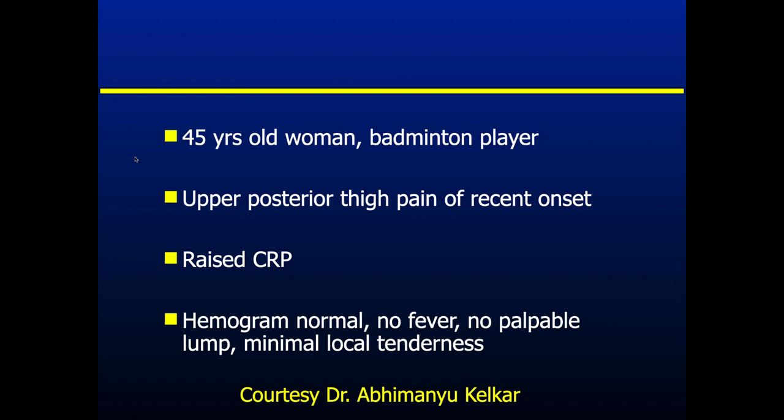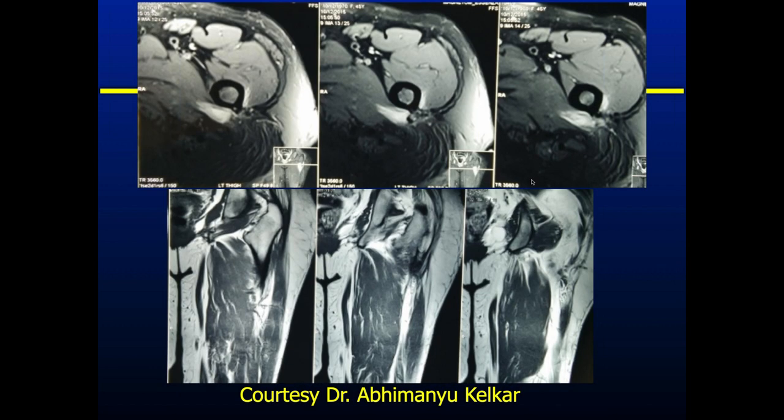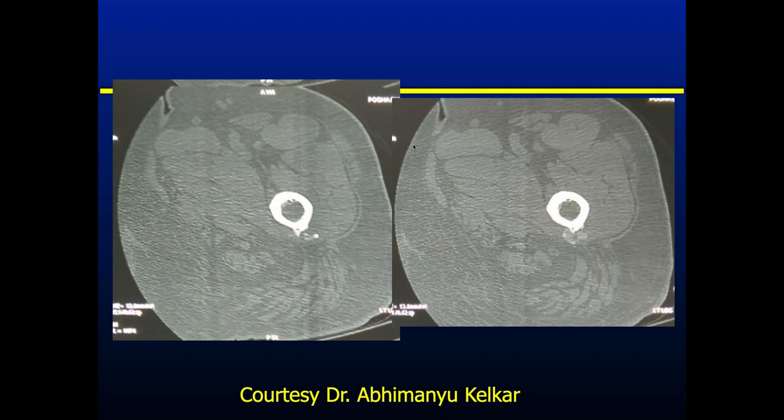45-year-old woman, badminton player, upper posterior thigh pain of recent onset, elevated CRP, hemoglobin normal, no fever, no palpable lump. So there's a lot of edema and fluid in the muscles right along the femur, probably in the gluteus. It looks like that's at the distal attachment of the gluteus maximus, maybe at the interface. And now you see the distal gluteus maximus is markedly atrophic, as well as the hamstring.